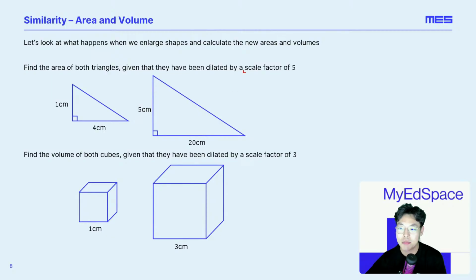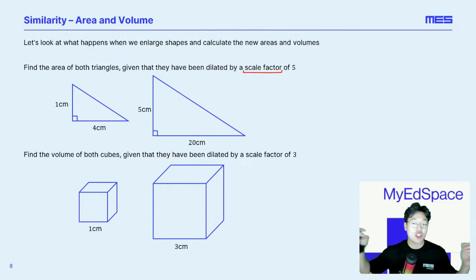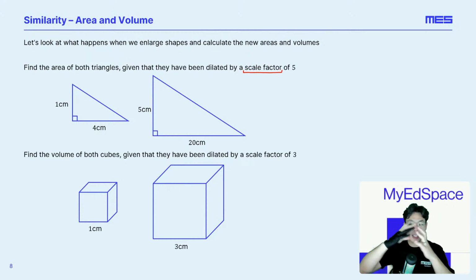Now, a scale factor, boom, new word, new phrase, new terminology. Scale factor means by what factor have we scaled this image? Scale as in the fraction. To what proportion is one of the shapes compared to the other shape? Dilated meaning either we inflated it or we shrunk it, right? So 1 to 5, we multiply by 5, and 4 to 20, we multiply by 5. If we were to go the other way, we divided 5 by 5 to get to 1, and we divided 20 by 5 to get to 4.